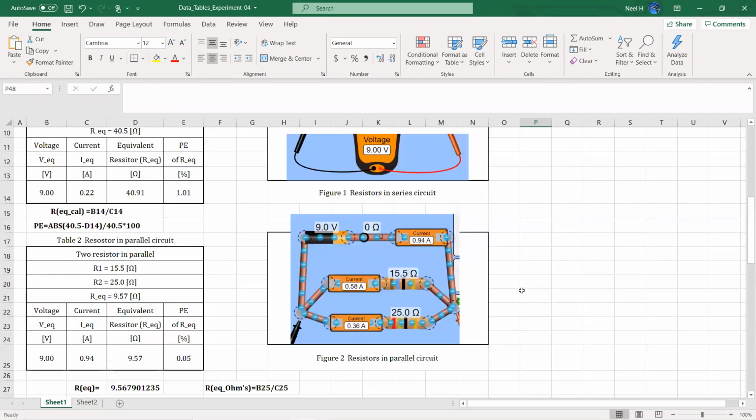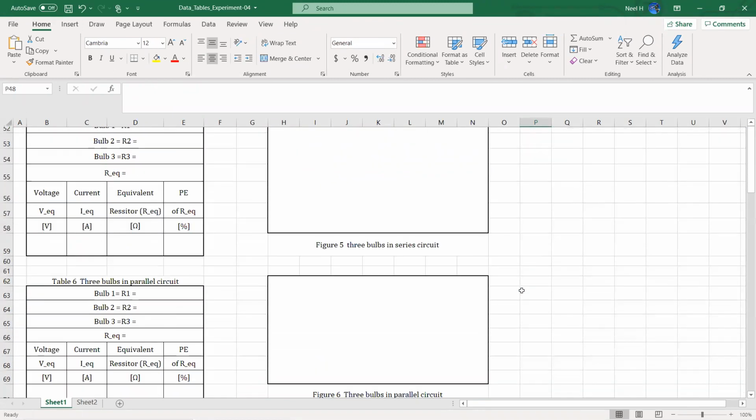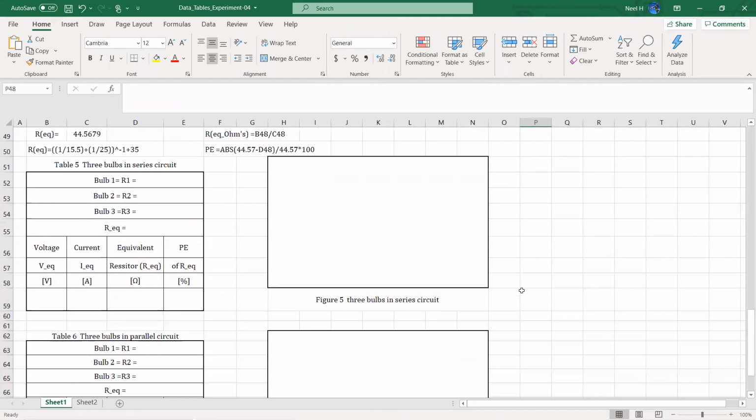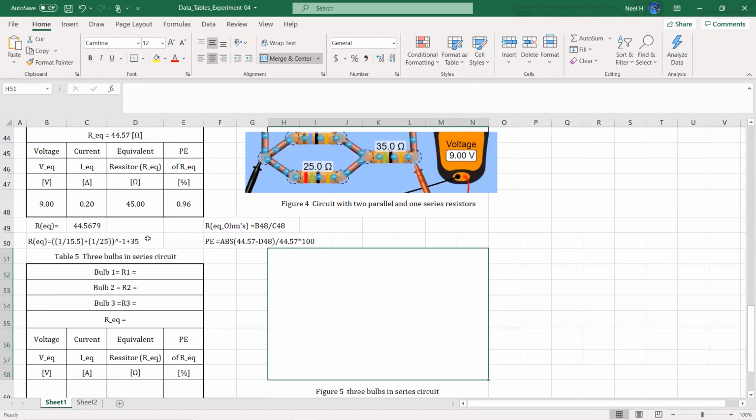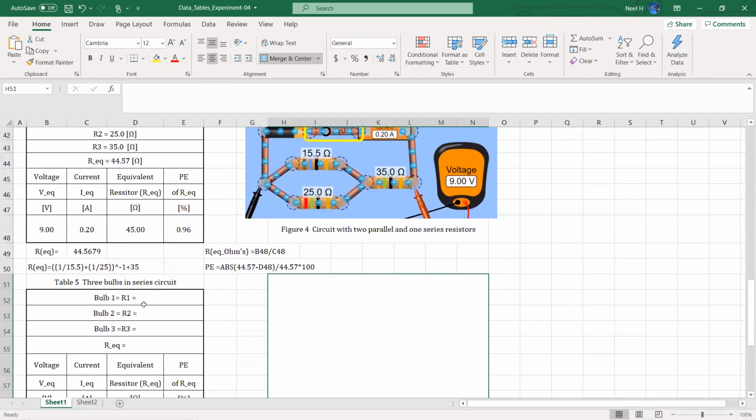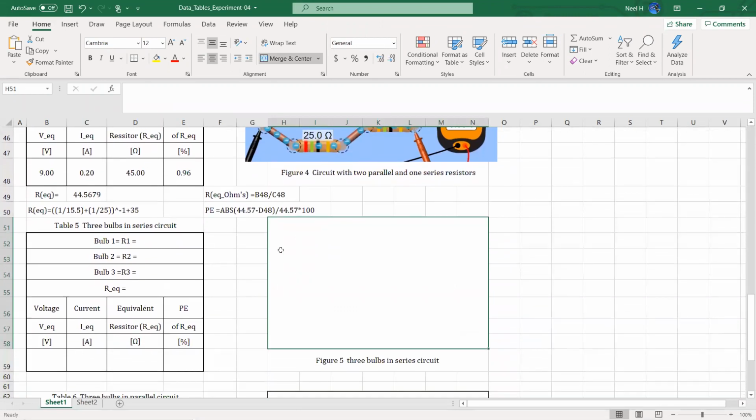Let's take a look now at table 5. Two more tables to go. That's fairly quick. Any question? Okay, table 5, we have actually already done all the different types of circuits. So in table 5 and 6, instead of resistors, let's connect light bulbs. And then we'll take a look at how the light bulb intensity or illumination changes if you connect them serially and parallelly to the same voltage.